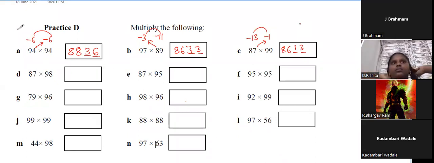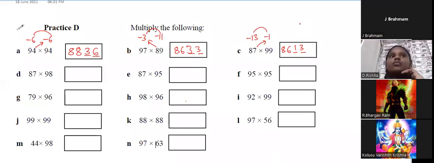Varshit Krishna. Yeah, okay, sir. Sir, the base is 100. 87 is minus 13. And for 98, it is minus 2. Sir, 87 minus 2 is 85. And 13 into 2 is 26. Answer: 8,526. Yeah.